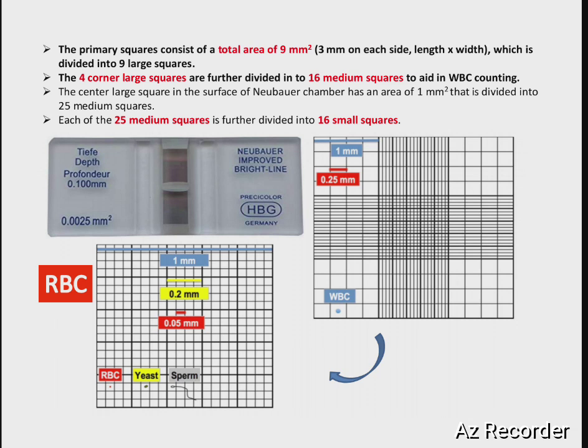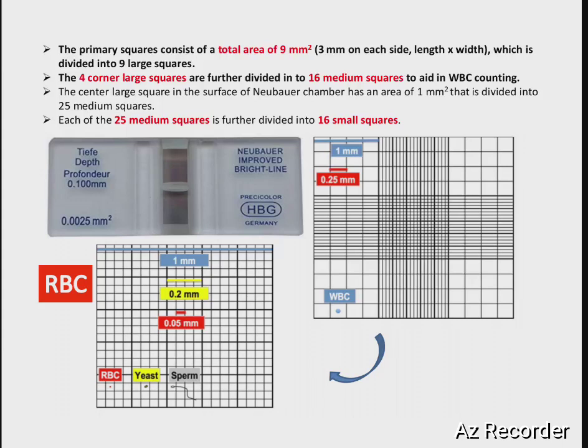Here, when you visualize this Neubauer chamber under the microscope, you can see a primary square which consists of a total area of 9 millimeter cube, where 3 millimeter on each side, length into width, which is divided into 3 large squares. The 4 corner large squares are further divided into 16 medium squares to aid in WBC counting.